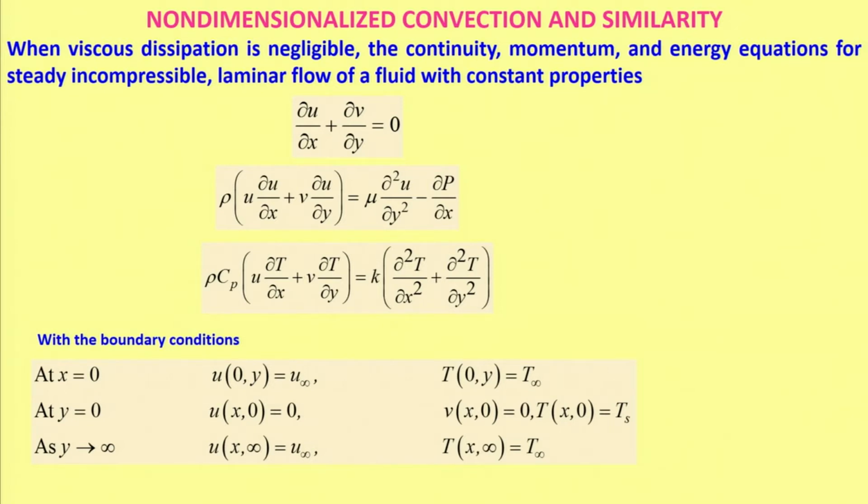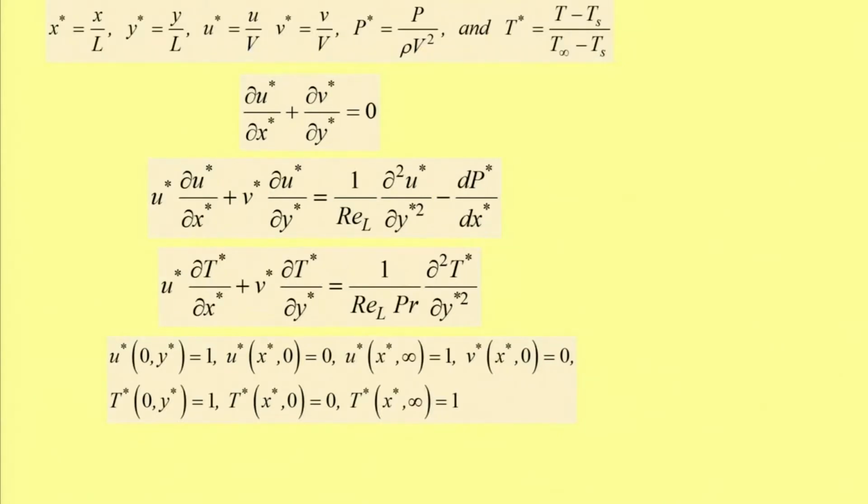And for flow over a flat plate, dp/dx would be 0, and we will have only μ ∂²u/∂y², and the continuity equation is just this, and these are the boundary conditions. Now, when we non-dimensionalize this, we got Reynolds number from the momentum equation, and from the energy equation we got Reynolds number and Prandtl number.